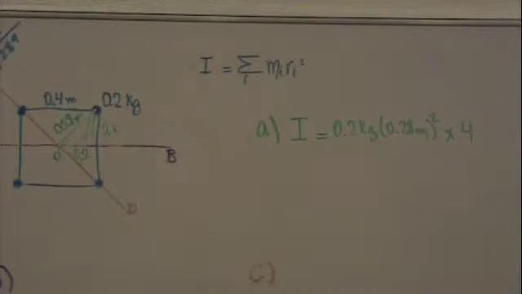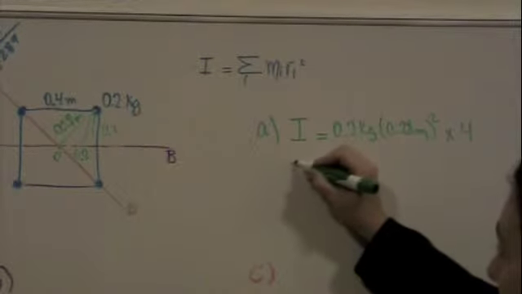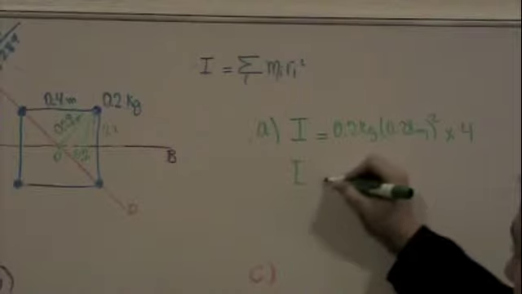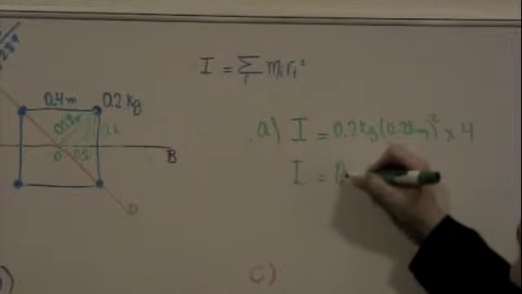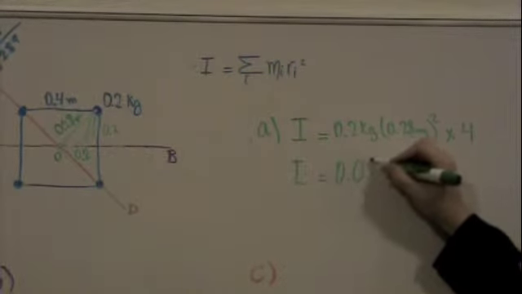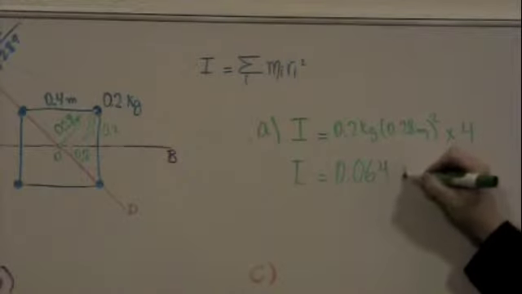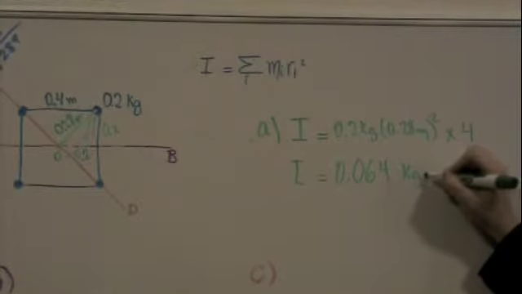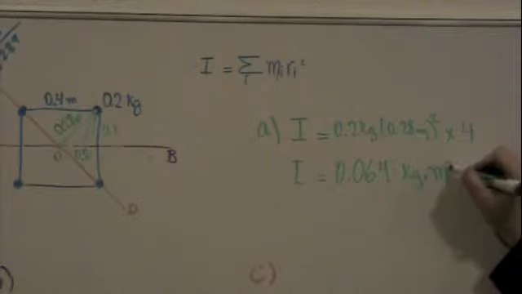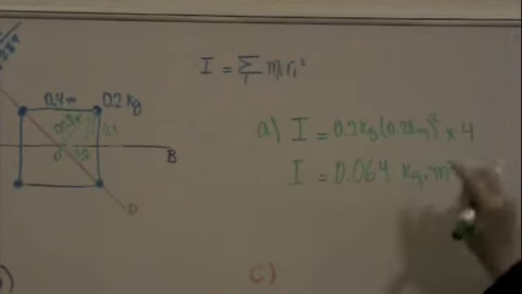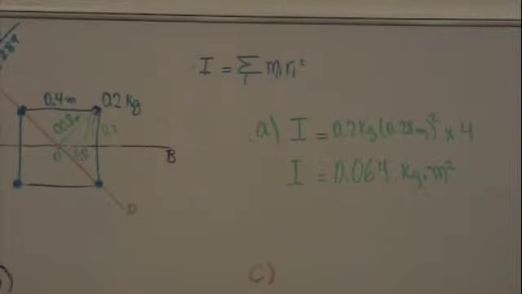If you do the math, where are my notes? Hold on, I did do the math this time. So the moment of inertia then, when you multiply all of this, you will get 0.064 kilograms times meter squared. The 4 is because of the four masses, all right?